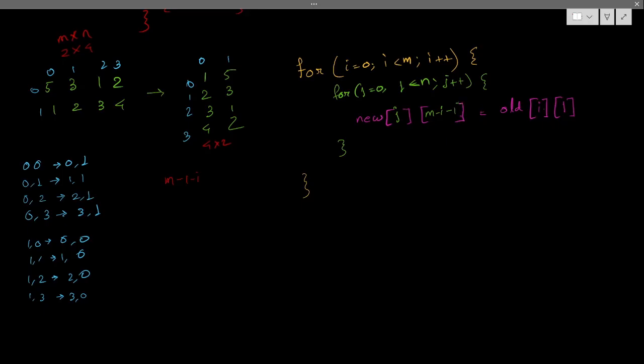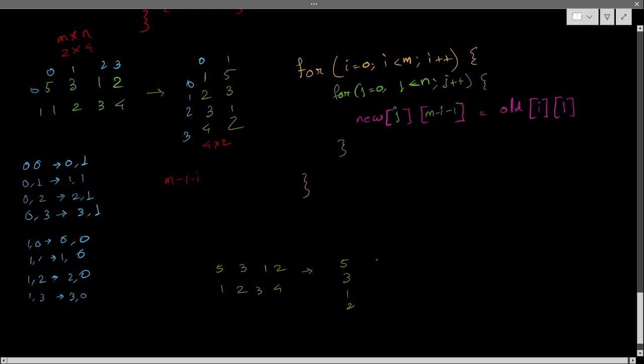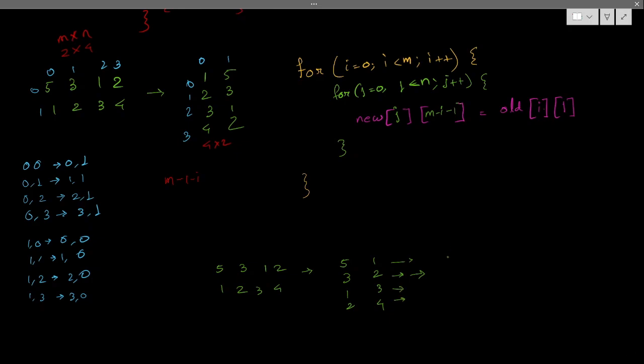Another approach you can do is the transpose. If you transpose 5 3 1 2 and 1 2 3 4, it looks like 5 3 1 2 and again 1 2 3 4, correct. After that you have to reverse each and every row of this 2D array, like 1 5 2 3 1 3 4 2. This is your final output.